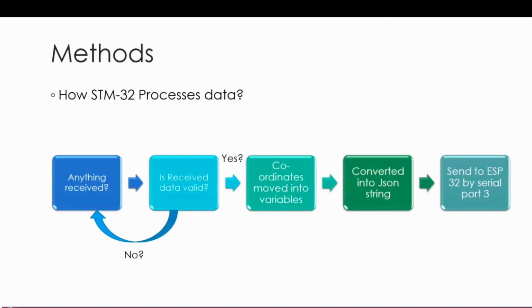This is briefly explained through a flowchart. At first, STM32 checks if anything is received. If so, it now checks if the data is valid or not. If the data is not valid, then it discards the data and waits for the next one. For valid data, coordinates are moved into variables, then converted into JSON string and sent to ESP32.